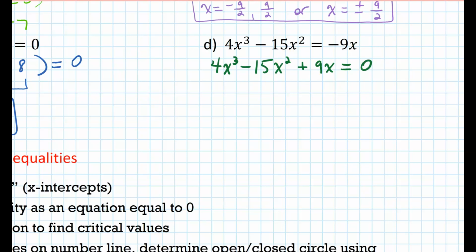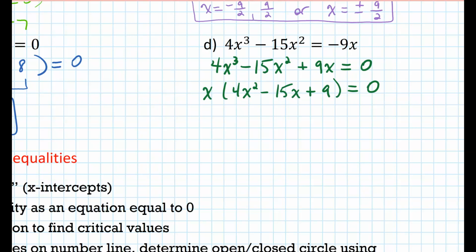Again, look through. Is there anything we can factor out of all the terms? Yes. X. So x comes out, which leaves us with 4x squared minus 15x plus 9. All right, so what do we have left in our parentheses at this point? It's just a quadratic.